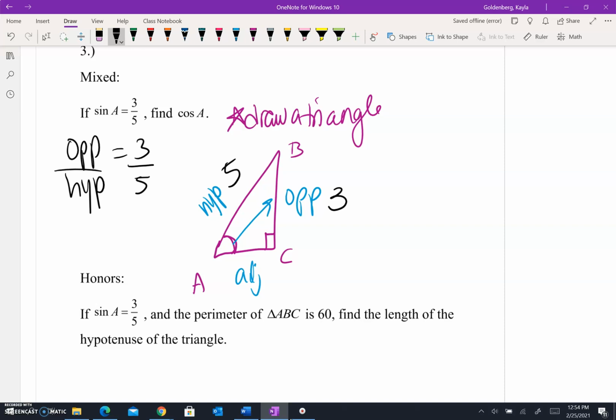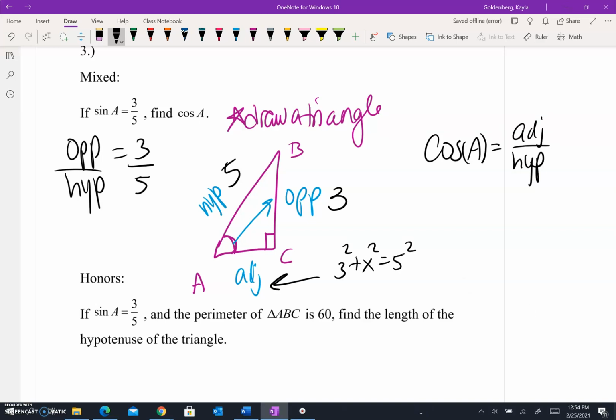And I need the cosine, right? Cosine of angle A. That's going to be SOCA adjacent over hypotenuse. I sometimes just have to say it out loud or draw it, the mnemonic device for myself. But I don't know the adjacent side. So what we're going to have to do to figure this one out is we're going to do Pythagorean theorem to figure out adjacent. So we'll do 3 squared plus x squared is equal to 5 squared.